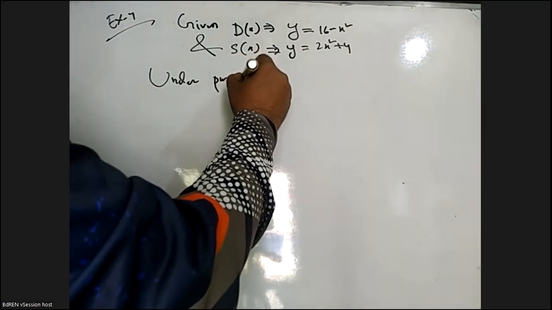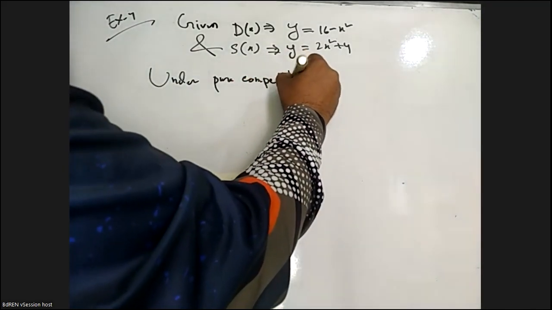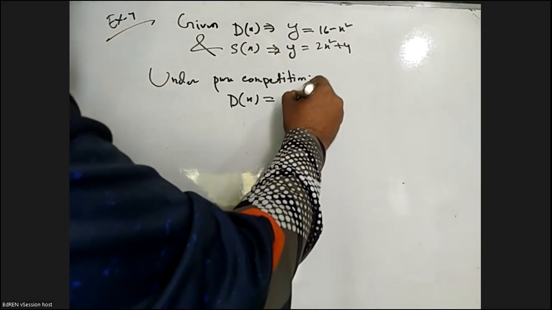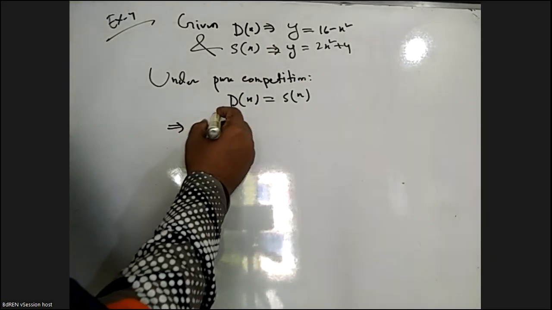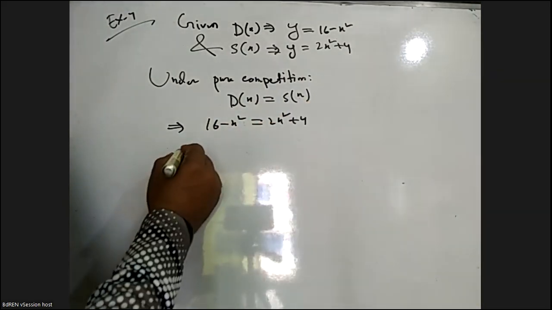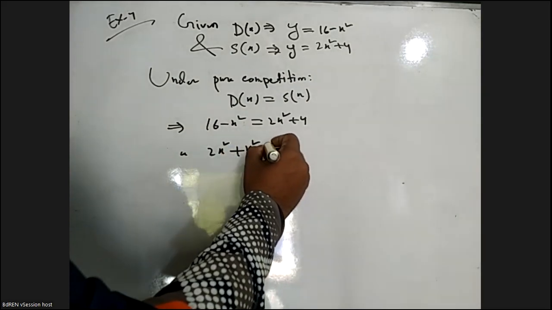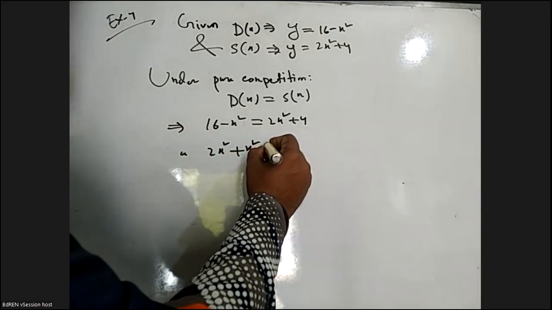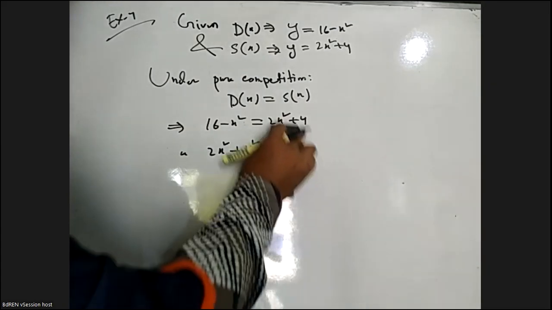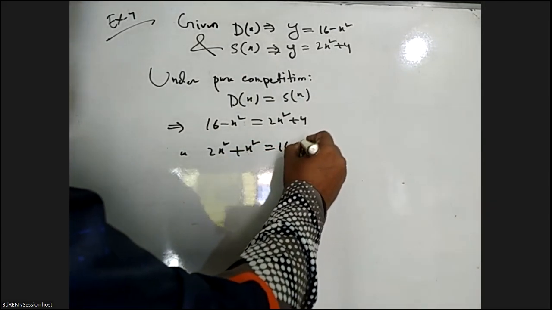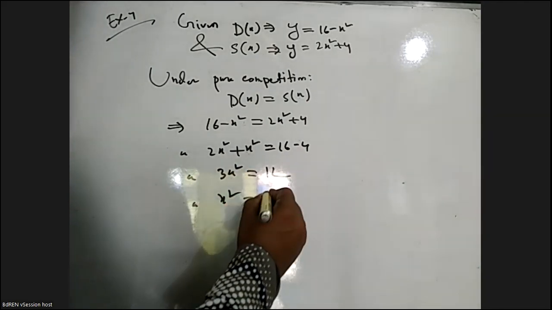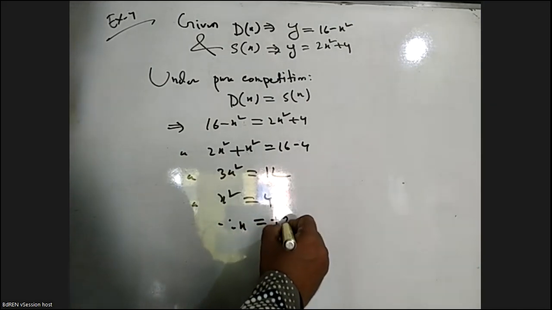So under pure competition, you must know that for the market price, the demand function equals the supply function. So from these two, we can write demand function 16 minus x square equals to twice x square plus 4, or 3x square equals to 16 minus 4, or 3x square equals to 12, or x square equals to 4. Therefore, x equals to plus minus 2.